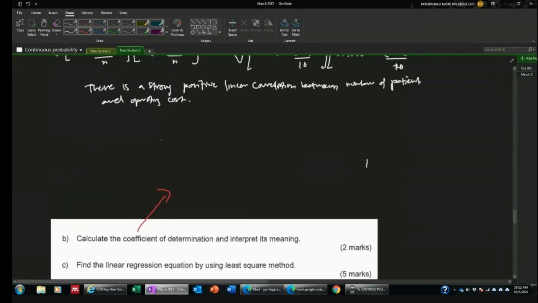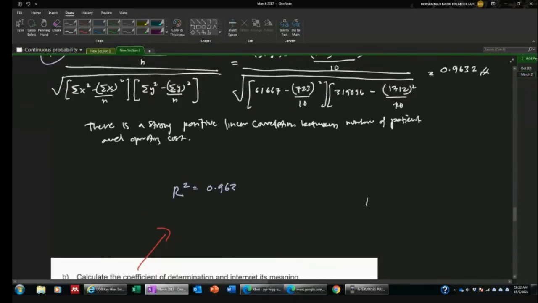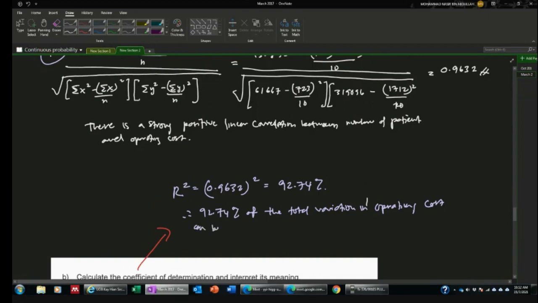Next, calculate the coefficient of determination. The coefficient of determination is r squared, so you just need to square the value 0.9632, which should be equal to 92.74%. You need to convert it to a percentage. So how to interpret this? 92.74% of the total variation in operating costs can be explained by the number of patients.